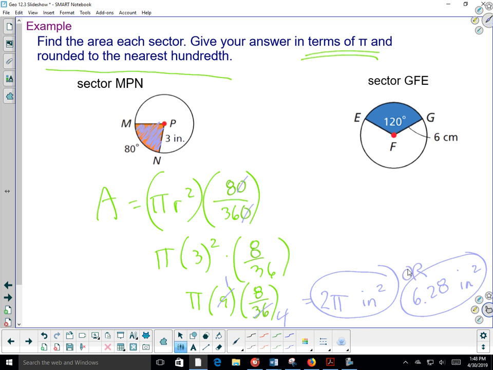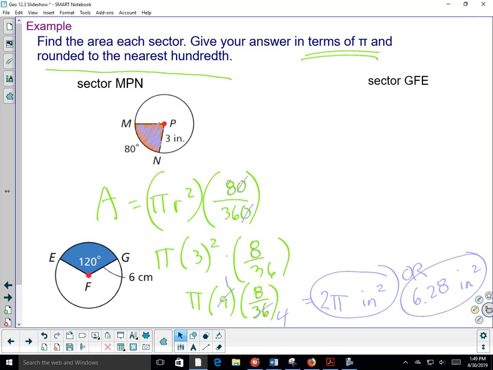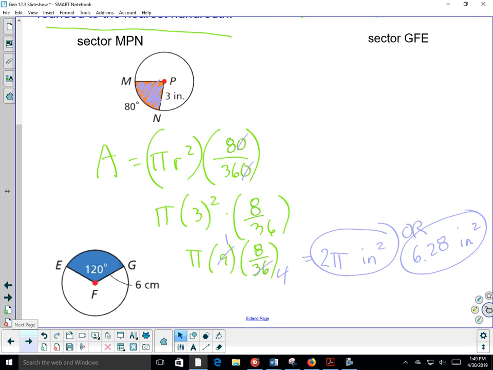Okay, how about this one? We're doing this one here. We're trying to find the area of this sector. We drag this down here so we have a little bit more room.